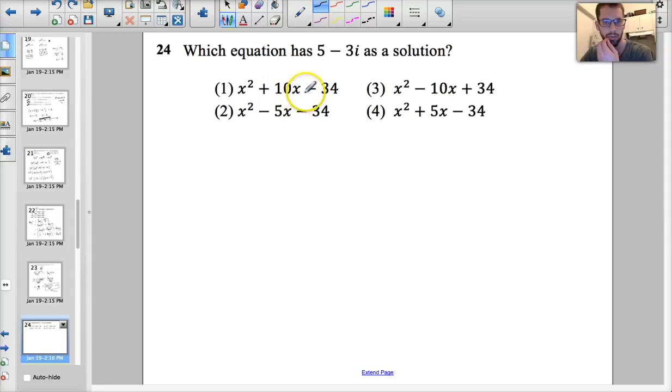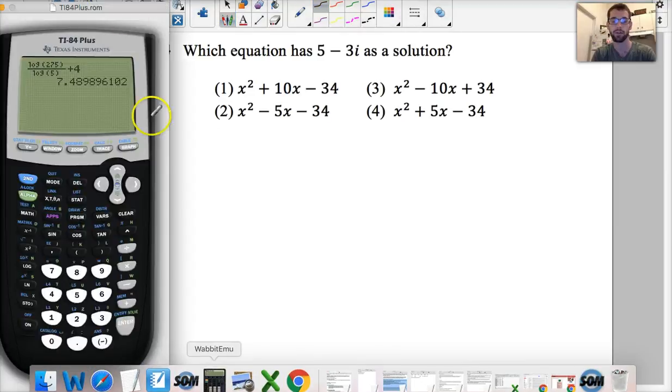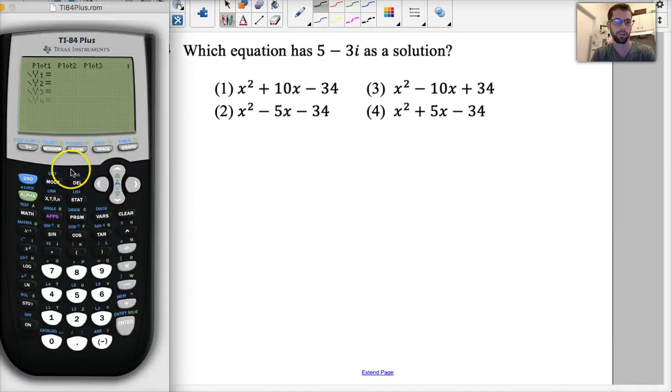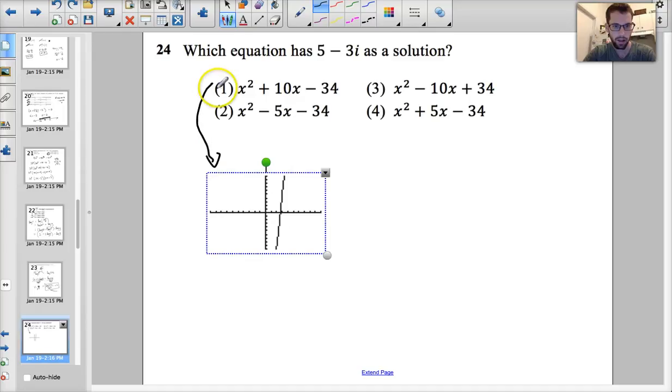For number 24, it says which equation has an imaginary solution of 5 minus 3i. So imaginary solutions mean there aren't going to be any roots at all. So I'm going to go back and figure out which of these have no roots, because if they have roots, they don't have imaginary solutions. So I'm going to graph the first equation. So x squared plus 10x minus 34. So if I look at the graph, here it comes. Oh, hey. And this one has a root.